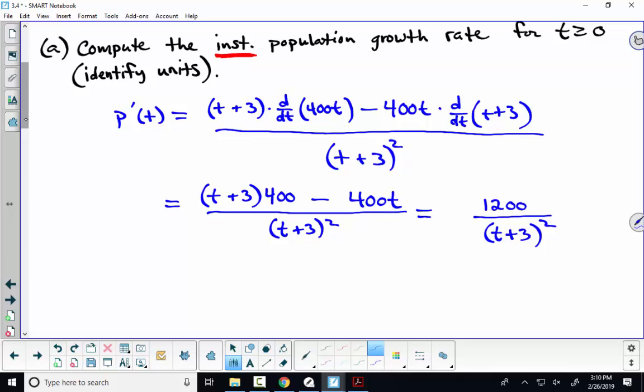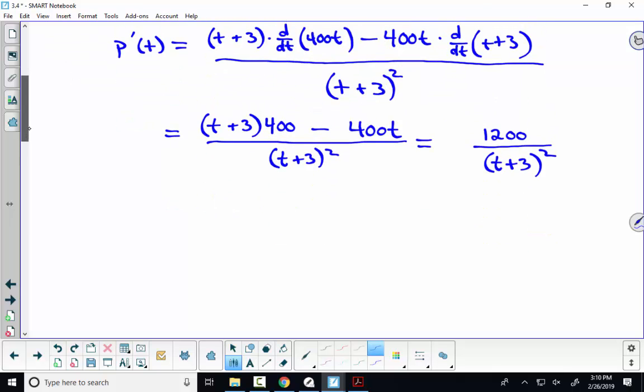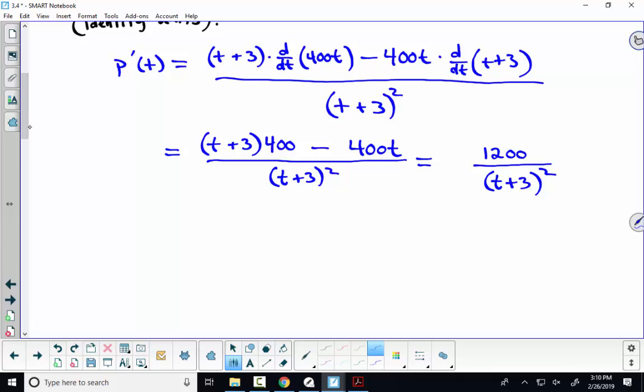If we have both answers and we expand it wrong, would you take the one with the squared? No, I would say no, so people don't do that. I don't want you to have 3 different answers and leave me to guess which one you want me to choose as the correct answer. So that's our instantaneous growth rate, p prime of t.